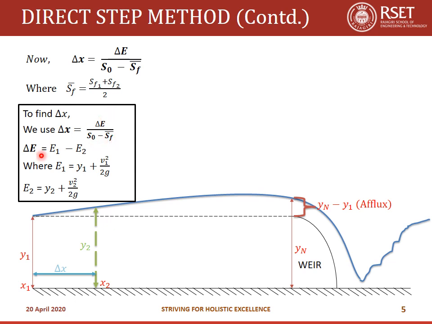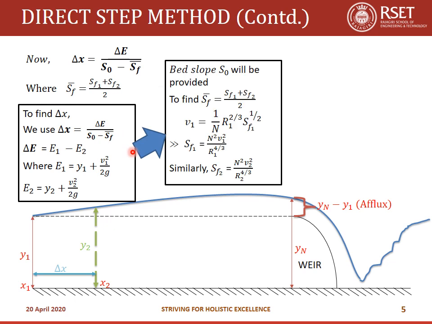What is delta E? Delta E is E1 minus E2. E1 is the specific energy corresponding to depth y1 given by y1 plus v1 squared by 2g, and E2 is the specific energy corresponding to the flow depth y2, which is given by y2 plus v2 squared by 2g. Now after I find out E1 and E2, I can find out E1 minus E2, which will give me delta E. That is the numerator of this equation. But in order to find out delta x, I also need the denominator. So my next step would be to find out the denominator of this equation.